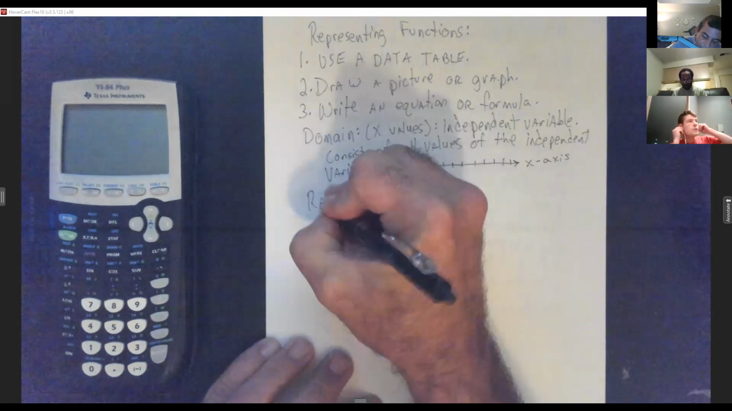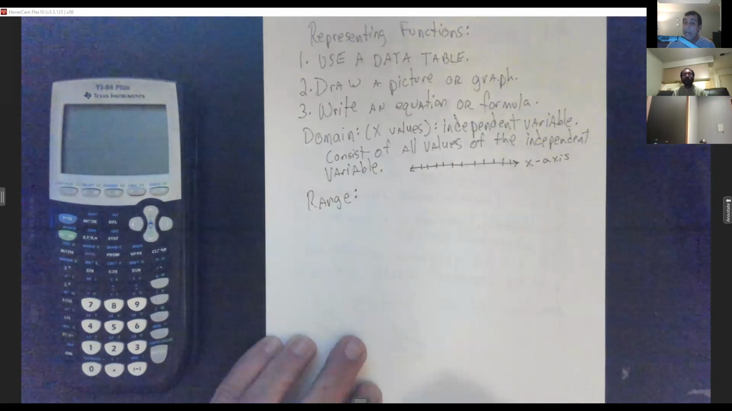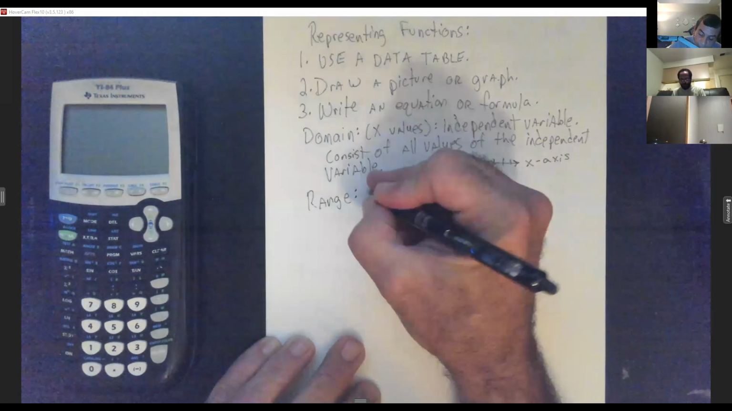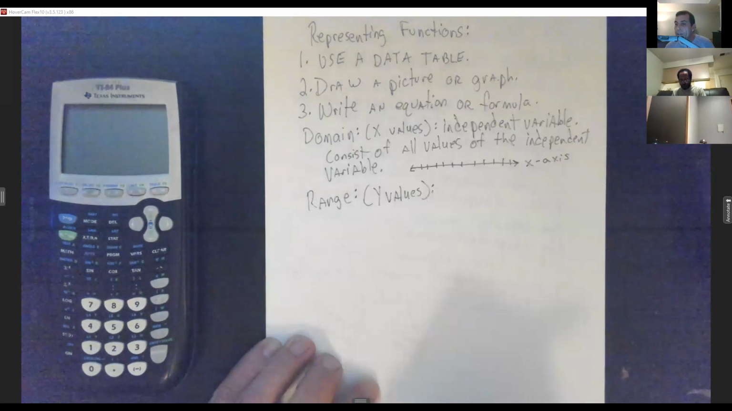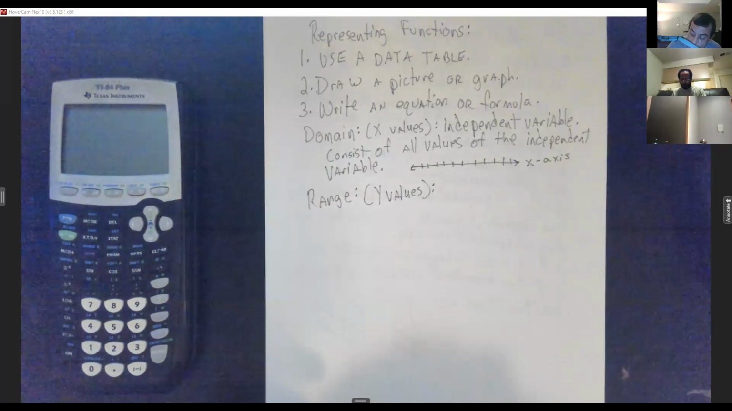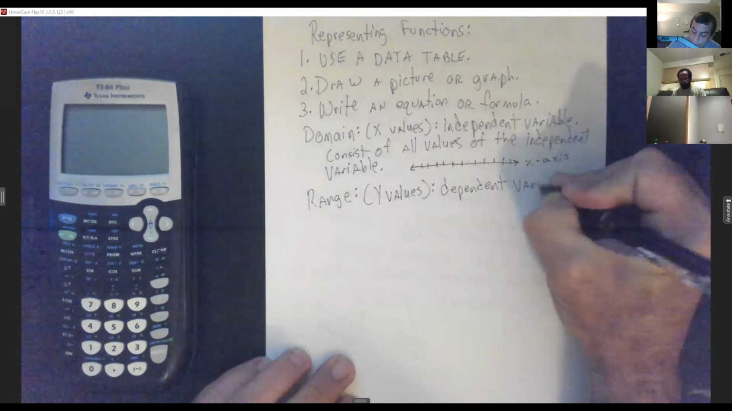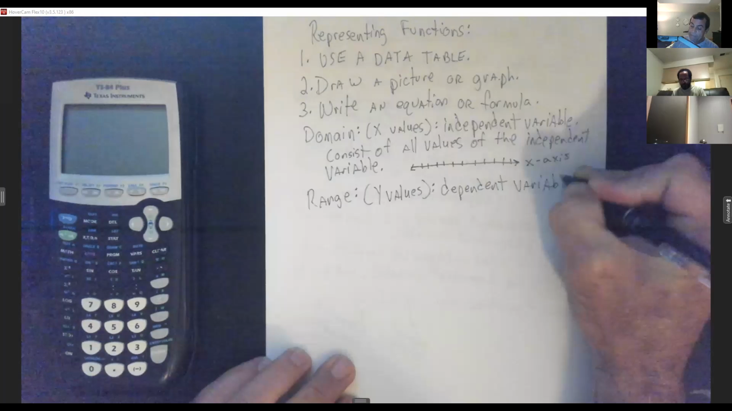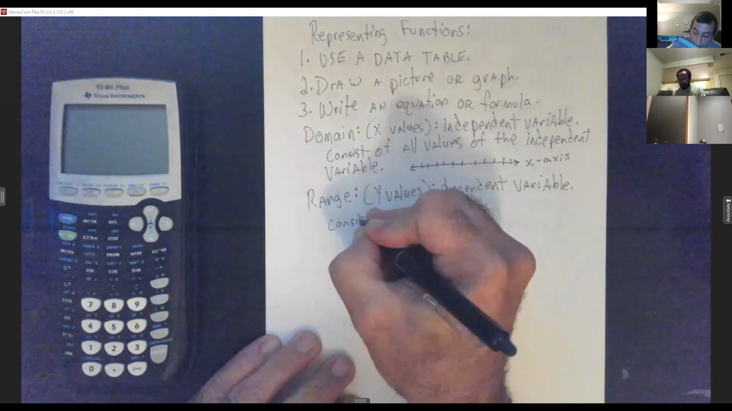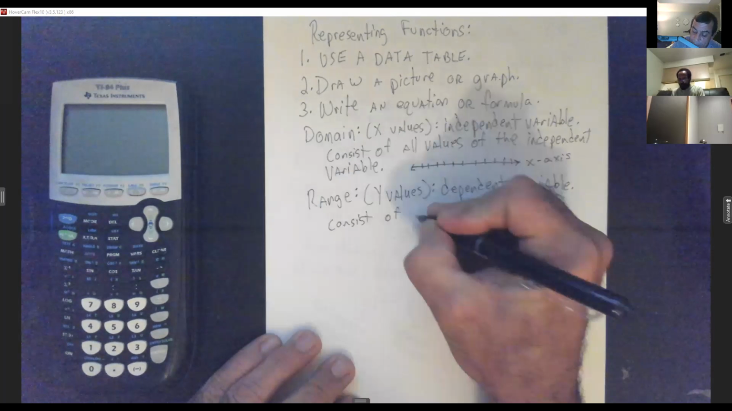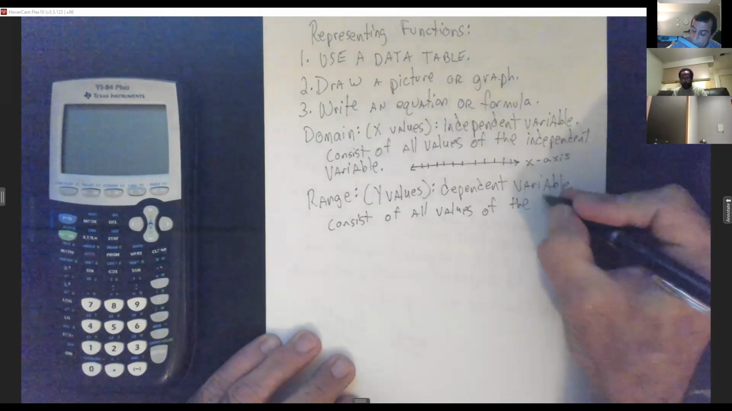Our range, in graphing, your range is your y values. They correspond to the dependent variable. Okay? Which means our range is going to consist of all values of the dependent variable.